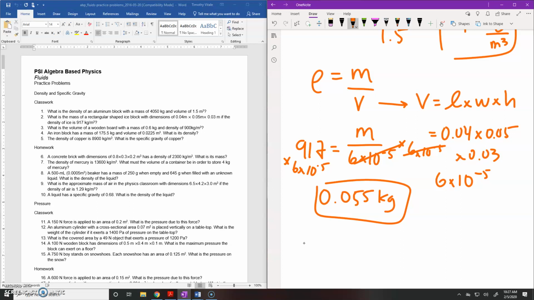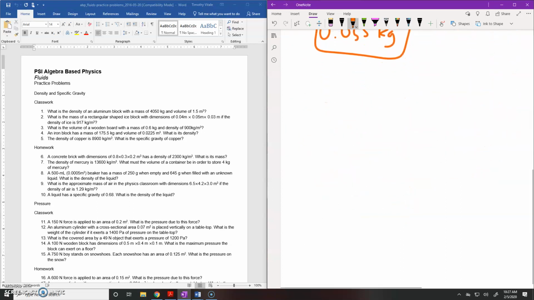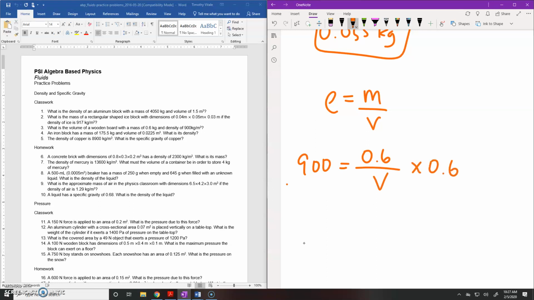The last one I want to show you, because this has been coming up a lot, is number 3, which is what is the volume of a wooden board with a mass of 0.6. So again, equation is this. So we have a mass of 0.6 and a density of 900. So a lot of my students have been saying, okay, multiply this side by 0.6 and multiply this by 0.6 and you get the answer. That's not algebraically correct. If you multiply this side by 0.6, that doesn't cancel that 0.6 out. That's not how math works.